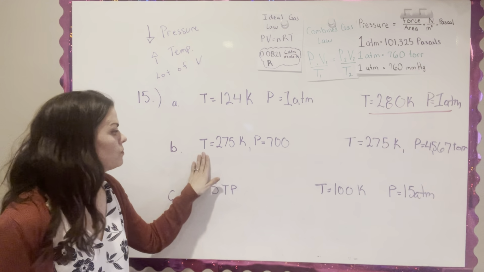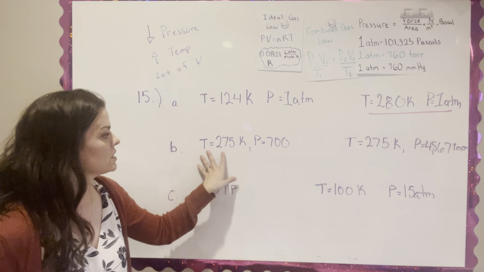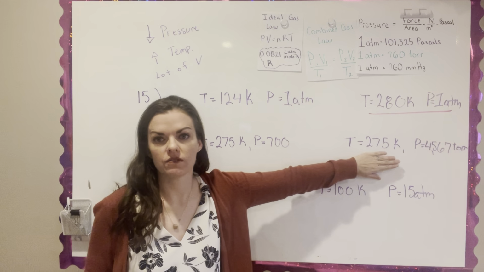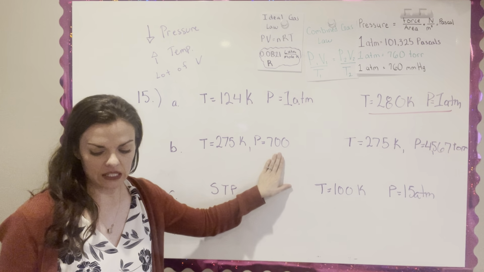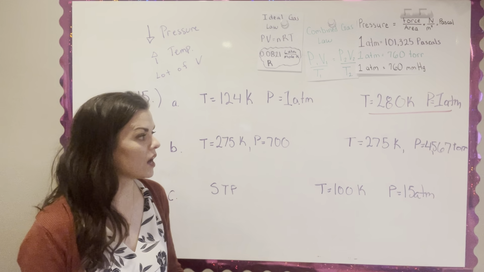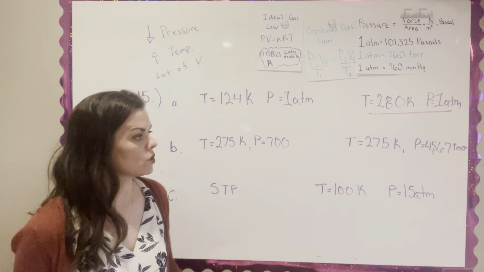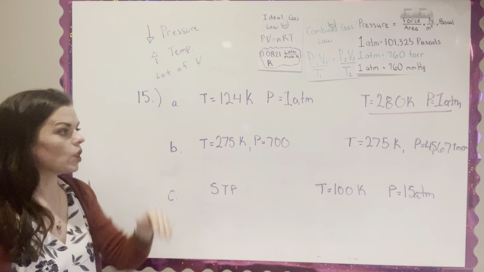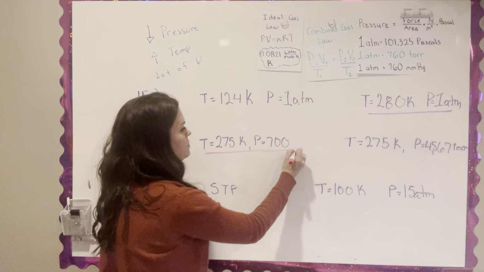For part B, we're given temperatures that are the same. Both of these gases have a temperature of 275 kelvins. But what is changing is the pressure. So for this one, the pressure is at 700. And for the next one, the pressure is actually really high. It's at 4,567. Both units are in torr, so we can just compare the 2. And remember, for an ideal gas, we want low pressure. So the one at the lowest pressure is this one.